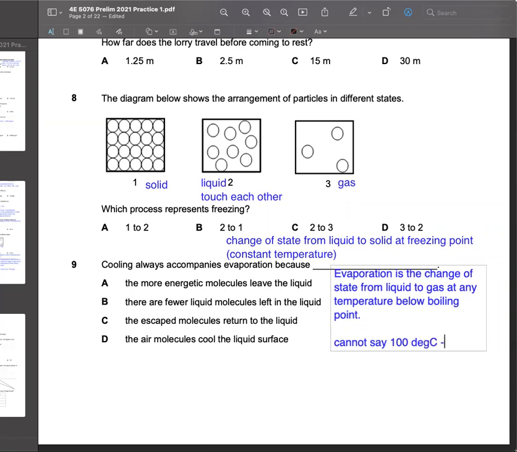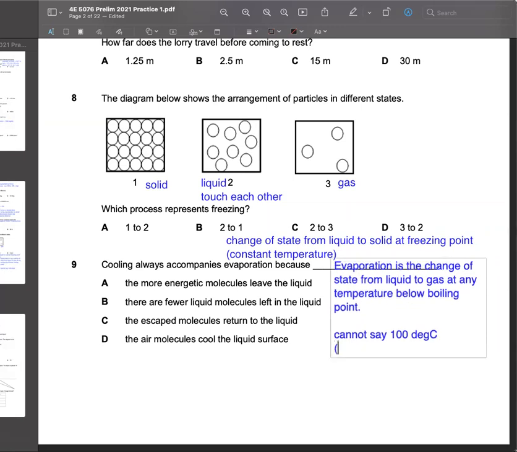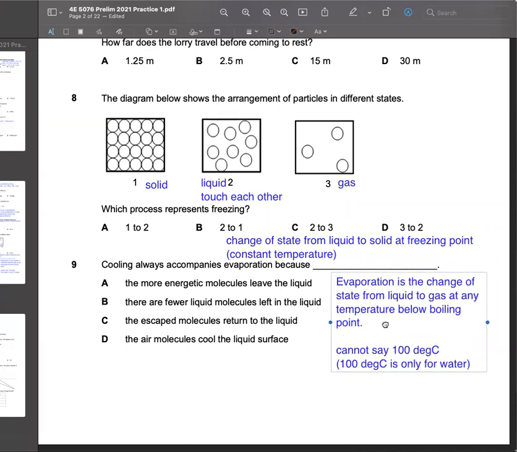Different substances have different boiling points. 100 degrees Celsius is only for water. So if it's not water, you cannot say 100 degrees. Here they didn't say it's water, they just say liquid, so you cannot say 100 degrees. All right. So evaporation always has a cooling effect.